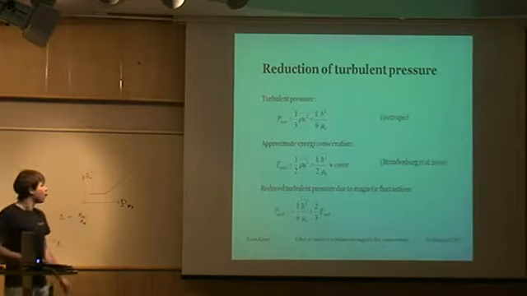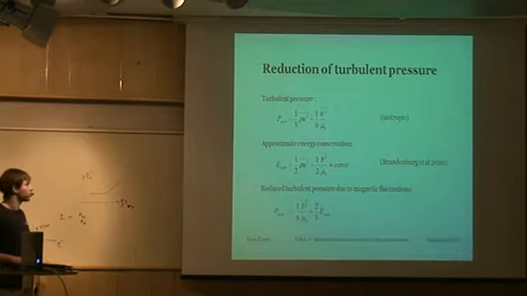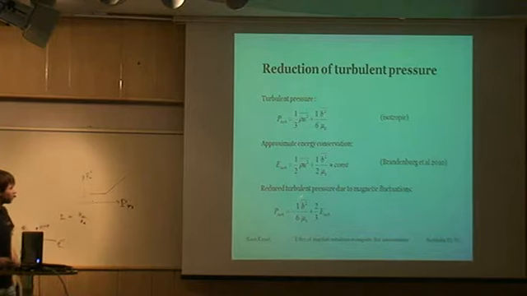So, when we have turbulent pressure, this is for the isotropic case the formula how it looks. It has been shown in this paper that turbulent energy is approximately conserved. And if you then subtract one formula from the other, you see that in the presence of magnetic fluctuations, you will have a reduced pressure because of the presence of these fluctuations.